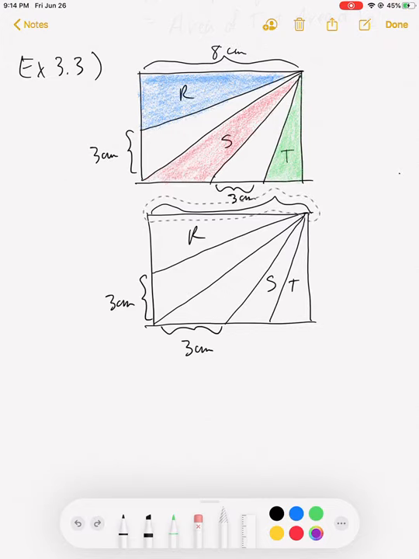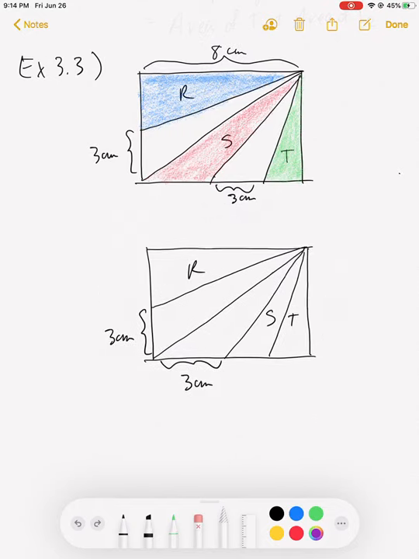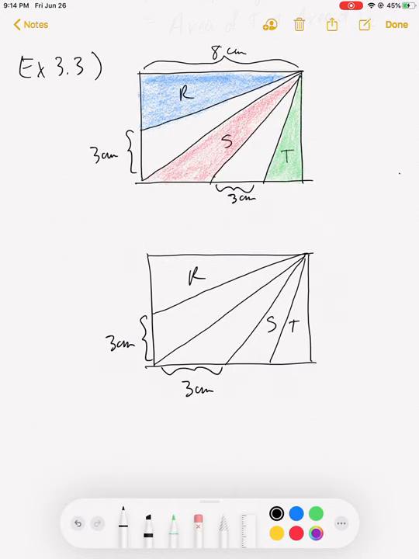Okay, so let me get this guy down a little bit more to have room for our labeling. There we go. Okay, so R is blue. And we have that the area of R is going to be 16 centimeters squared.